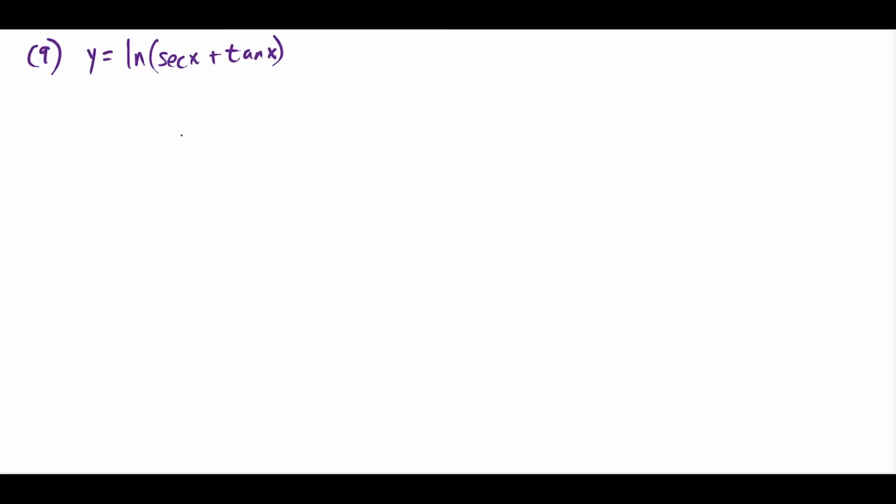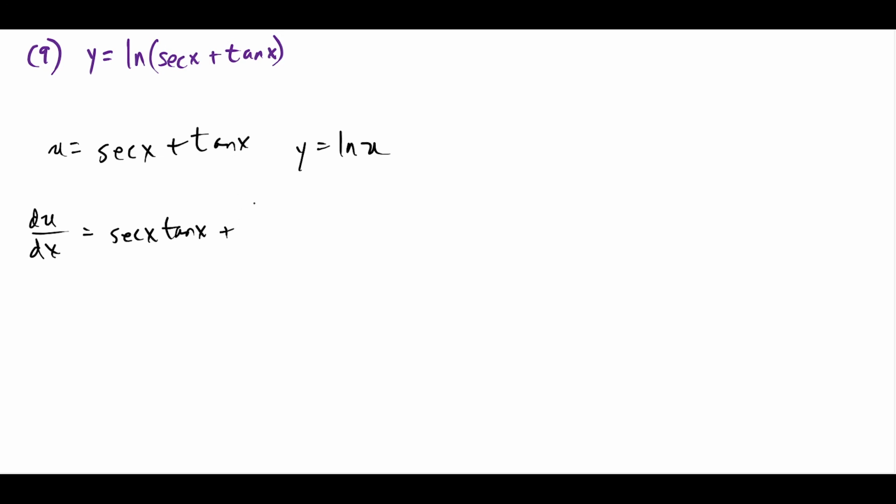So for the next question here, let's say I want to use the first method, the U-substitution method. I would let the U term equal the inside, the secant x plus tangent x. And then that gives us y equals natural log of u. So when we find the derivative, du dx is equal to secant x tangent x, that's the derivative of secant, plus the derivative of tangent, secant squared x. And now dy du is equal to 1 over u.